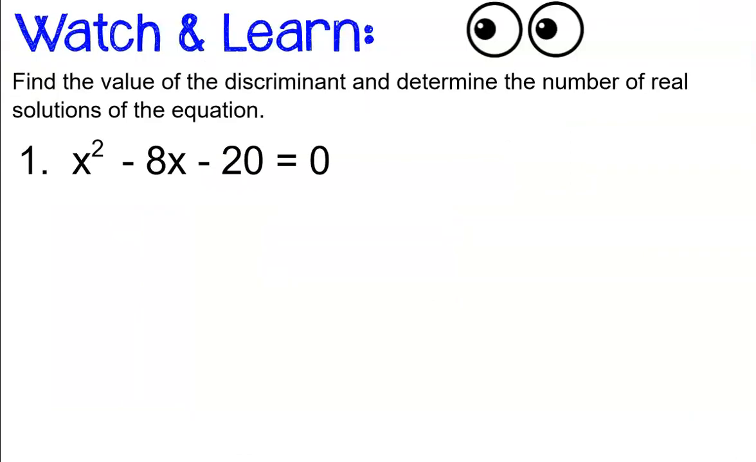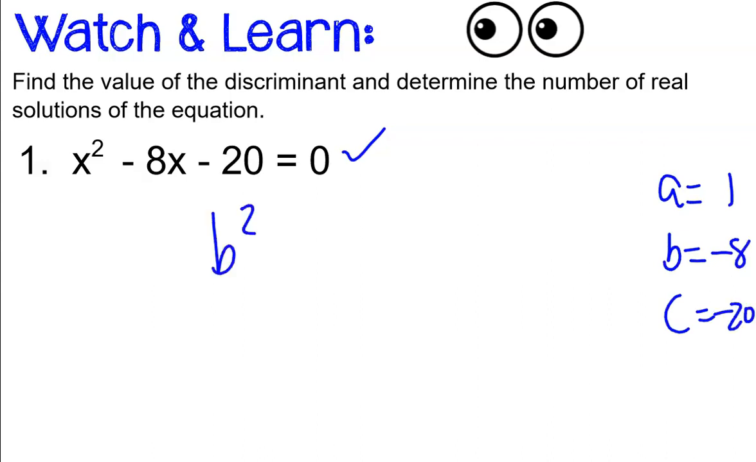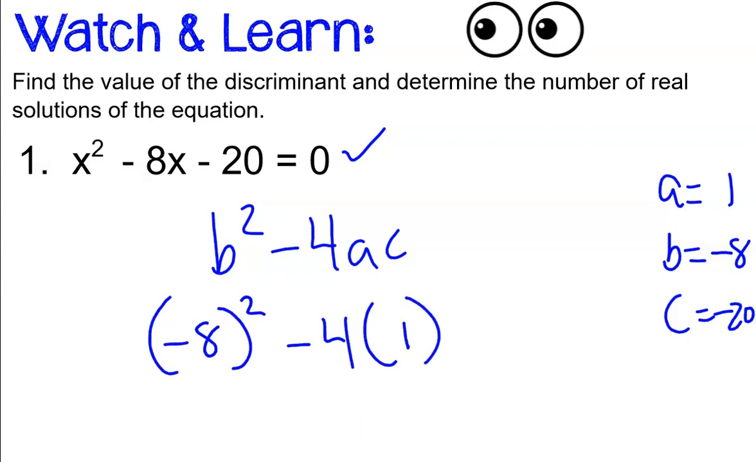So let's try a couple more. First thing is check to see if it's in standard form. Second is identify your a, b, and c values. A is 1, b is negative 8, c is negative 20. Then substitute them into your discriminant expression. So b is negative 8, a is 1, c is negative 20.